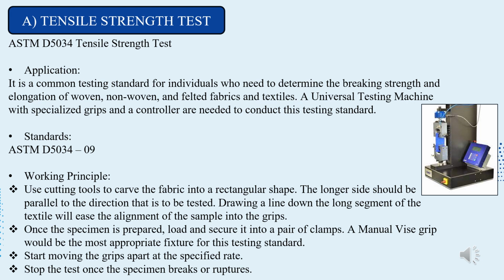shape. The longer side should be parallel to the direction that is to be tested. Drawing a line down the long segment of the textile will ease the alignment of the sample into the grips. Once the specimen is prepared, load and secure it into a pair of clamps. A manual vice grip would be the most appropriate fixture for this testing standard. Next, start moving the grips apart at the specific rate. Stop the test once the specimen breaks or ruptures.